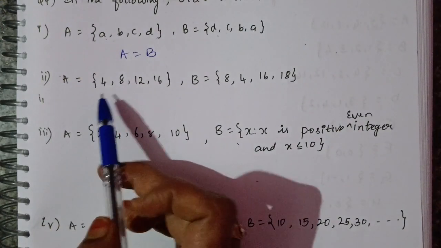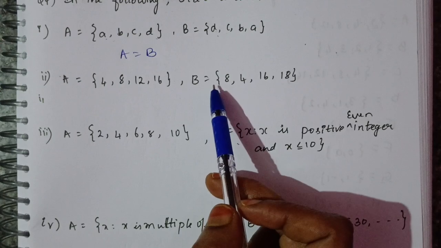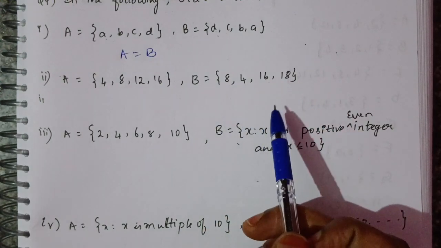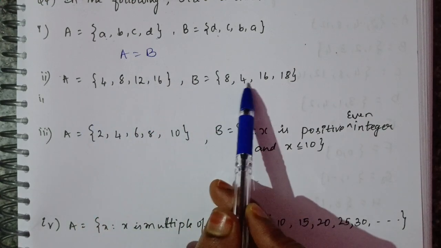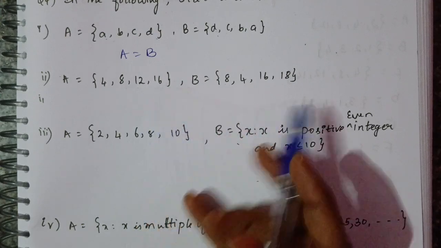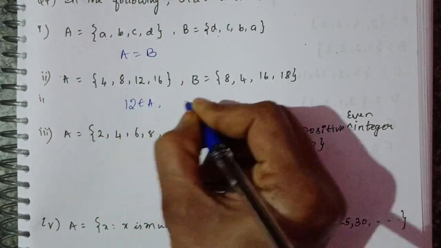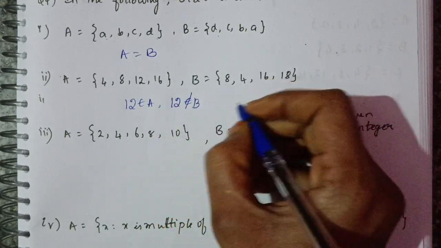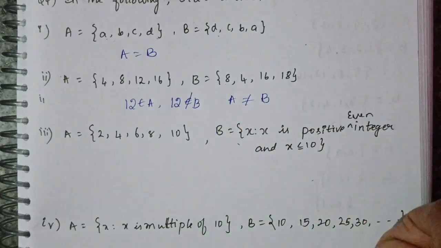Next question, if you see, A is equal to 4, 8, 12, 16. B elements are 8, 14, 16, 18. Now see, 4 is there in B also. 8 is there in B also. 12, now see, 12 belongs to A, but 12 does not belong to B. So we can say A is not equal to B.